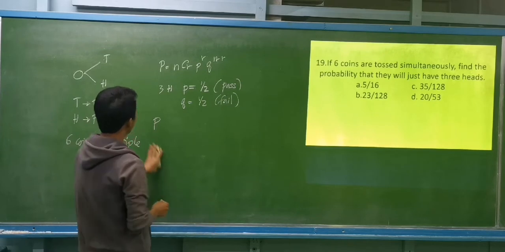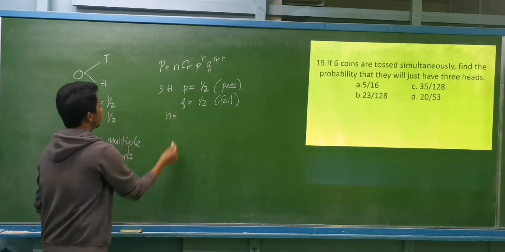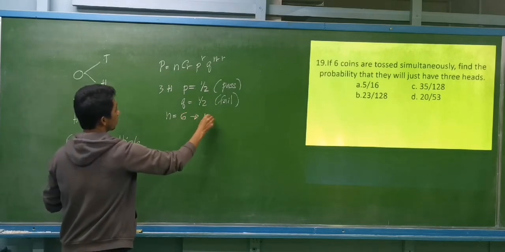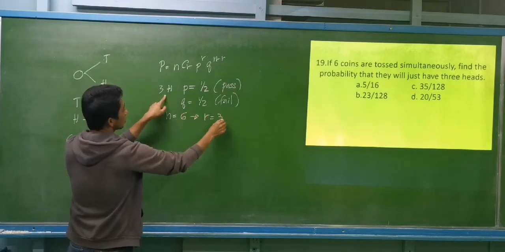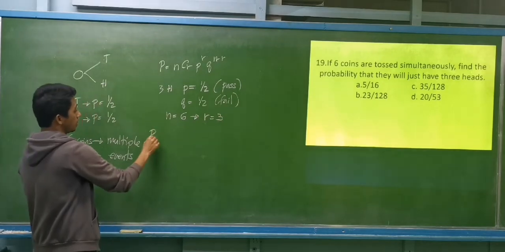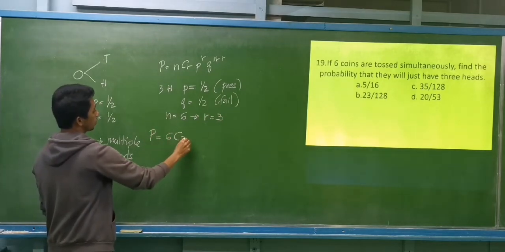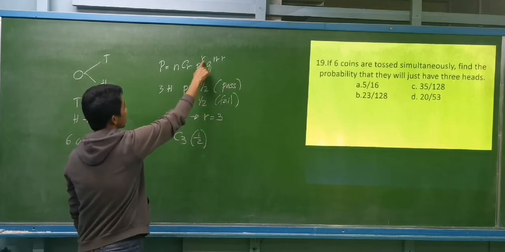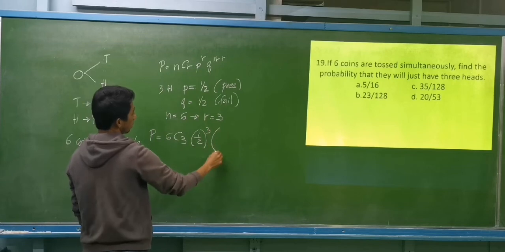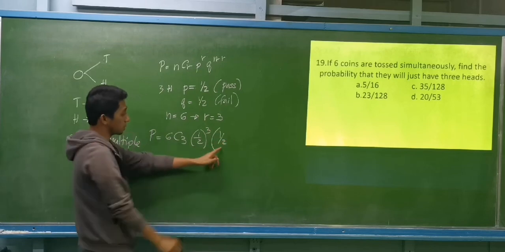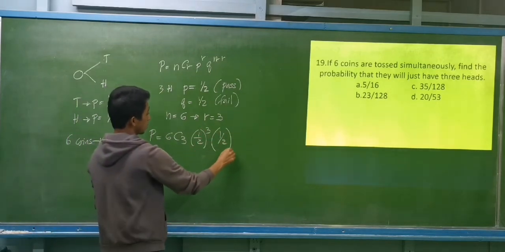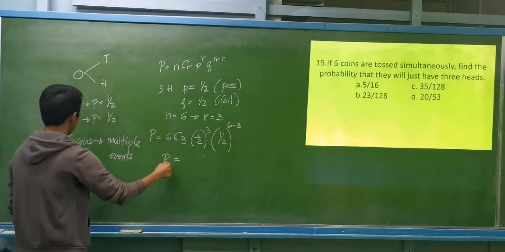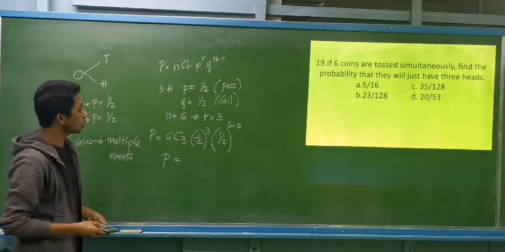Okay, ang gagamitin natin dito na n is mula sa 6, ang gusto nating makuha is meron tayong 3, okay, 3 heads. So you have the probability is equal to 6 combination 3. Probability to pass is 1 half, ay raised to 3. Then probability na mag-fail siya, that is the same as probability na tail, that is raised to ay 6 minus 3.